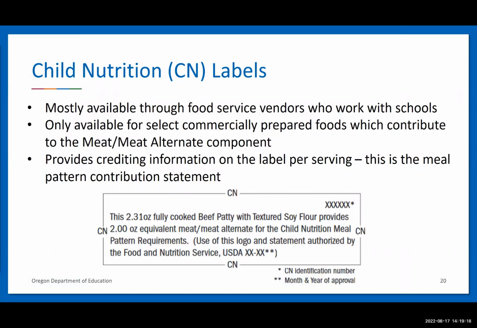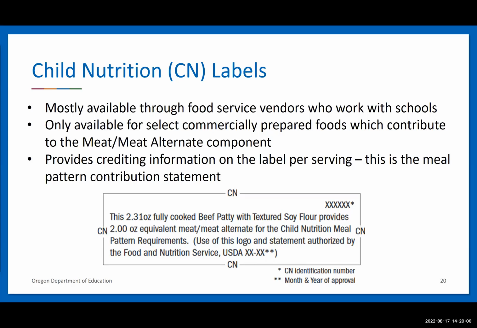When it comes to commercially prepared foods, there are several options for supporting documentation, and in all cases, the goal is the same. It is to make sure that your item's crediting can be determined. CN labels are part of USDA's voluntary labeling program for manufacturers that provide combination food items to schools and institutions that participate in child nutrition programs. They are only available for select food items that contribute to the meat and meat alternate component. And while they are not widely available, they can also occasionally be found in items that are sold at big box stores.